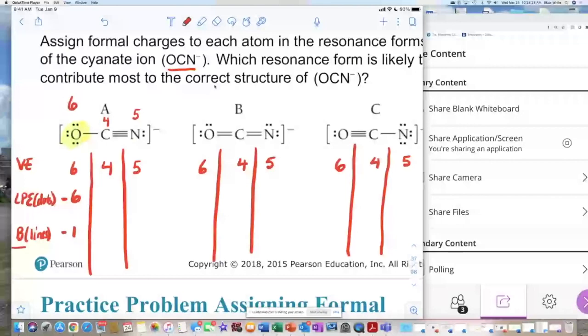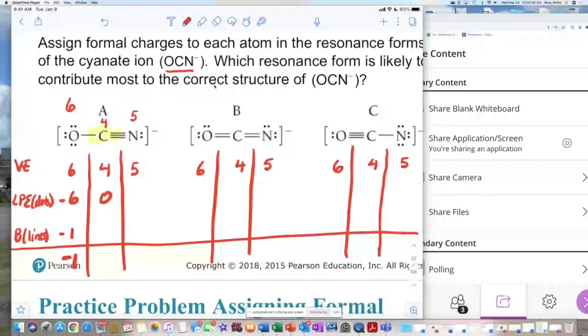And then carbon. We start off with group 4. How many dots around the carbon? None, right? So this is what we're looking at right now. None. How many lines though? I see 4. So you're subtracting this. 4 minus 0 minus 4 is going to be just 0.